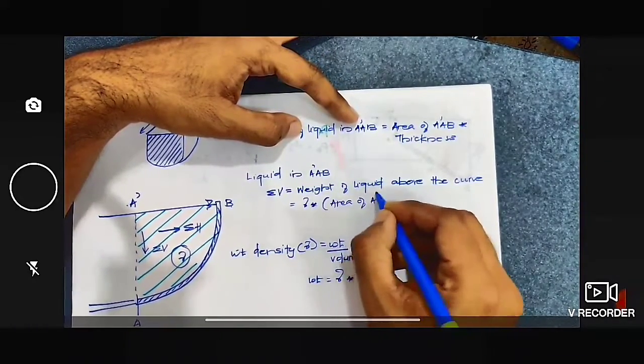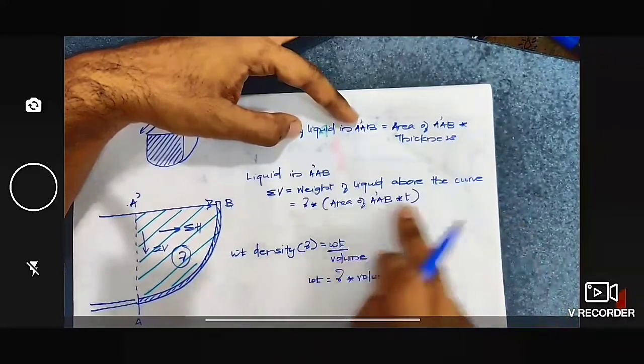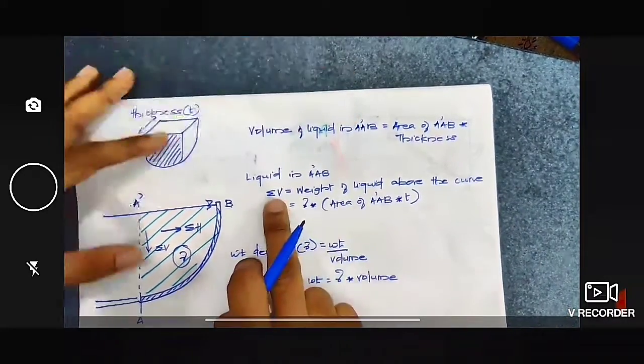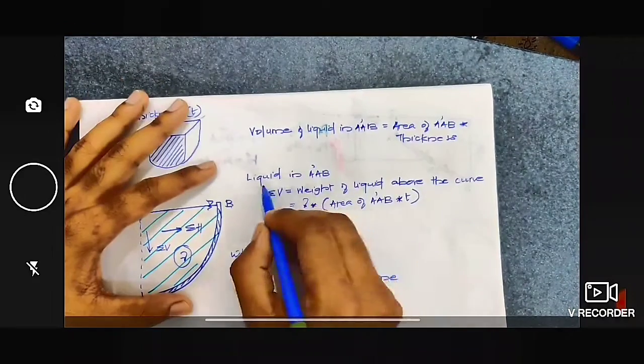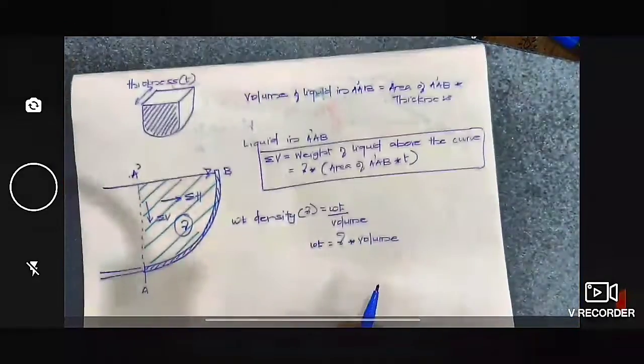Area of A dash AB multiplied by thickness. So this is your volume. Volume multiplied by weight density will get you the weight. So that's how you calculate sigma v. So this is how you calculate sigma v. So that's the part for sigma v.